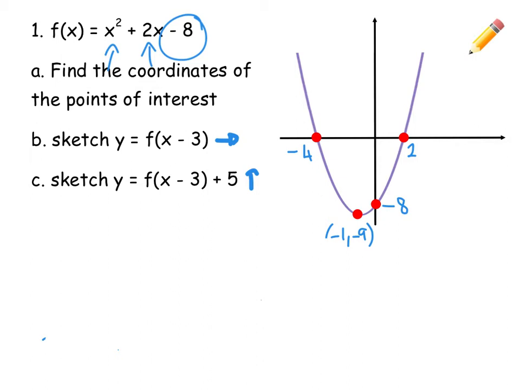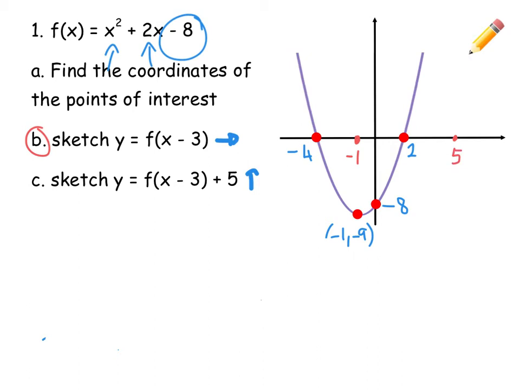So I'm going to change my pen colour and I'm going to do red for my first graph. So for part B, I'm going to do it in red. So we have to sketch the graph of this moved 3 to the right. So minus 4, 0, moved 3 to the right would be at minus 1. So I'm just going to put a minus 1 there. 2 moved 3 to the right would be at 5.